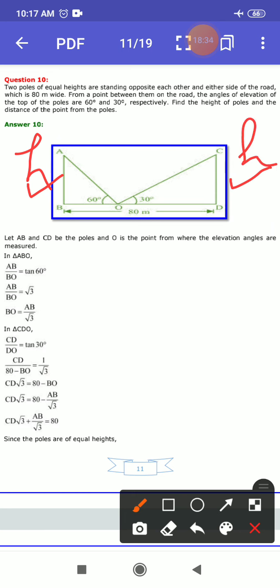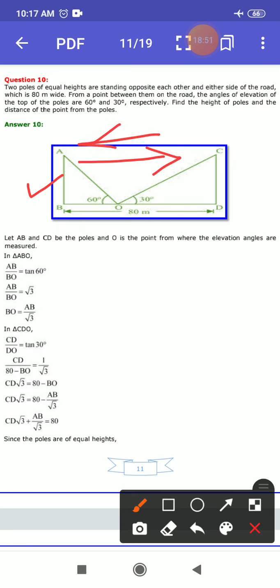So if the AB height is H, then CD also has height H. Clear? तो दोनों की height equal है यहाँ पर. Then they are standing opposite to each other, ठीक है. And on the other side of the road, दोनों रोड के एक दूसरे के अपोजिट में हैं. So here two poles are there, AB and CD, and they are standing at the opposite sides of the road.